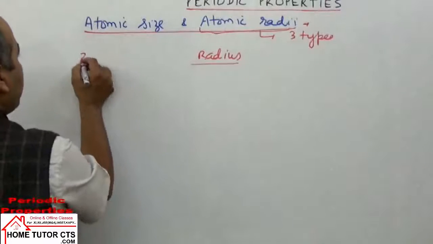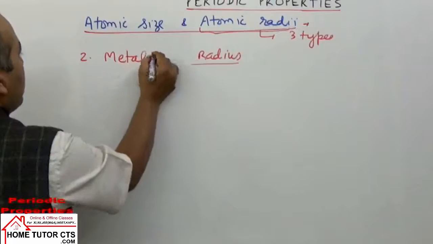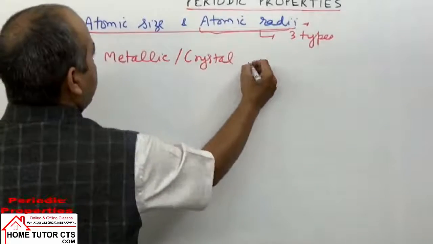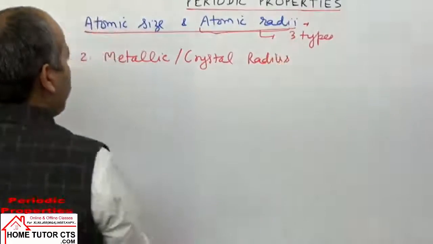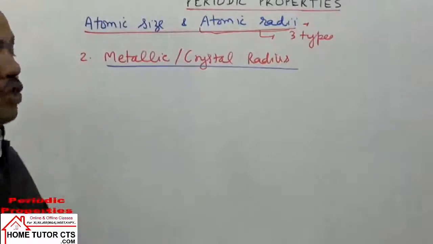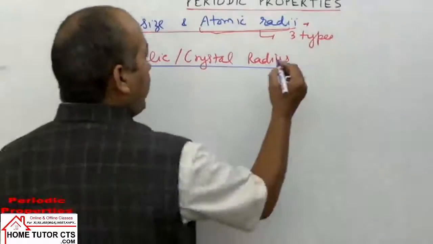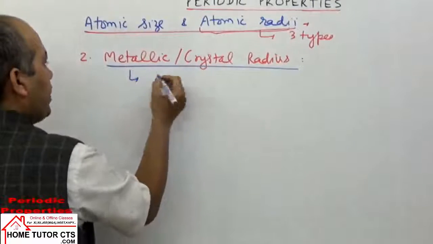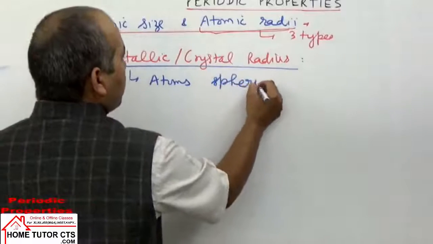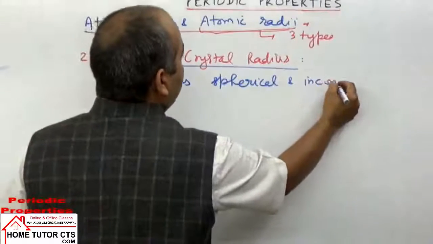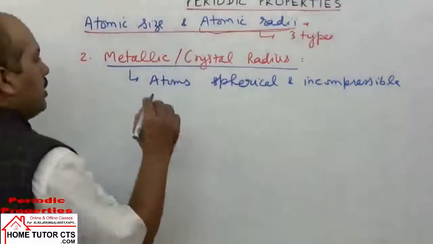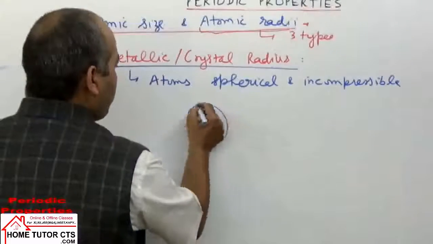The second one is metallic radius. It is also called crystal radius. When you take metallic radius or crystal radius, we assume the atoms remain spherical and incompressible. When they remain spherical, we take two atoms spherical in shape.